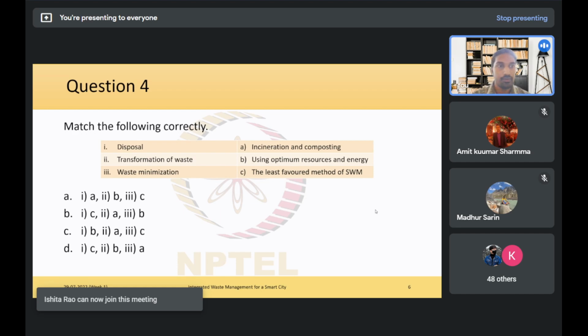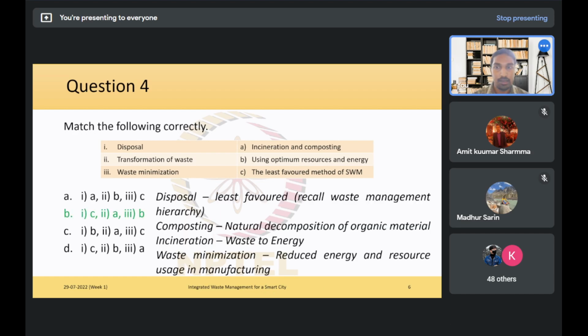Okay, so far we have got a decent amount of votes in the poll. There is a tie between options B and D. A few have answered A and C as well, but the majority have answered B as well as D. Okay, so we look at the answer now. So the correct answer is actually B.